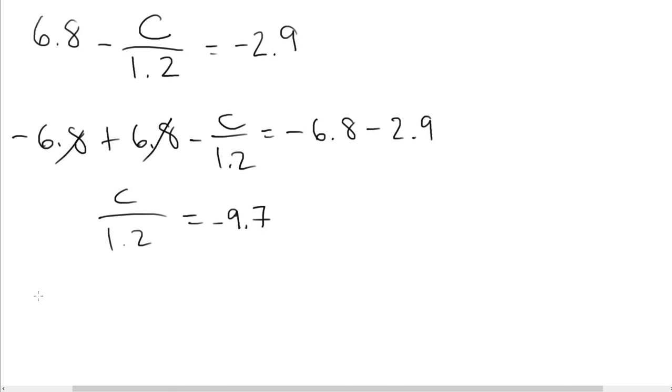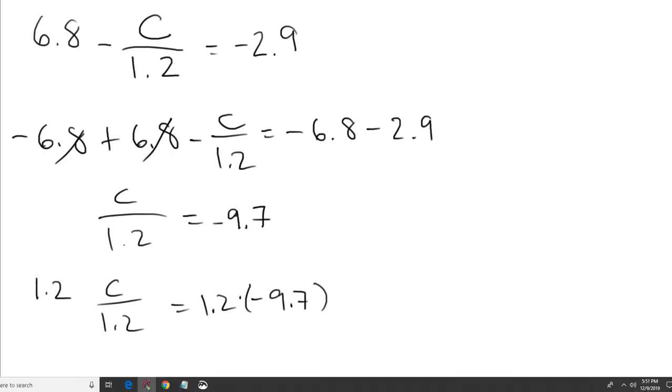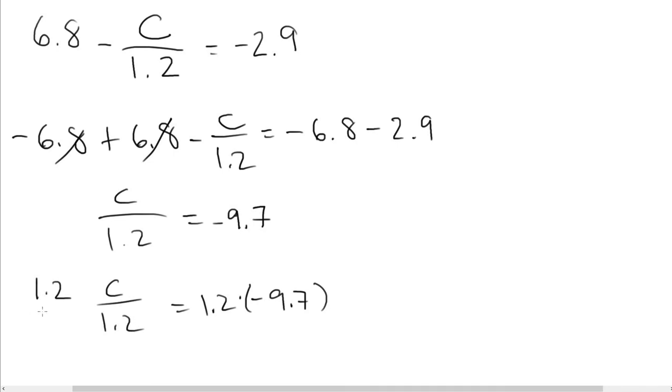Now we're going to multiply both sides by 1.2. 1.2 times c over 1.2 equals 1.2 times a negative 9.7, and put this in parentheses to keep it organized. We're going to put that in the calculator, but we see this side cancels. We put that over 1 just for completeness. All those 1s, c surrounded by 1 is just c. So 1.2 times a negative 9.7.